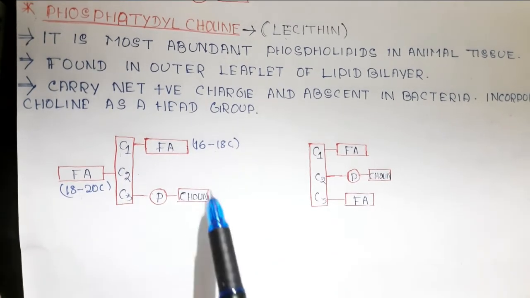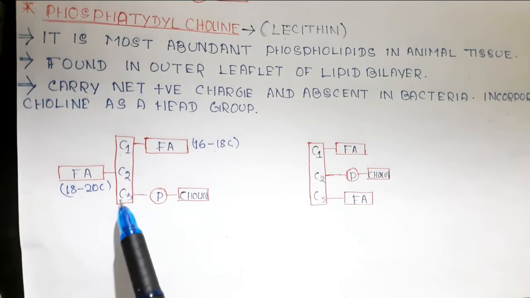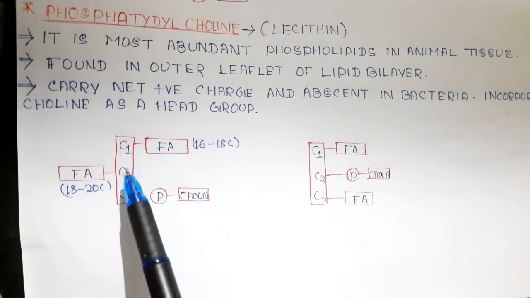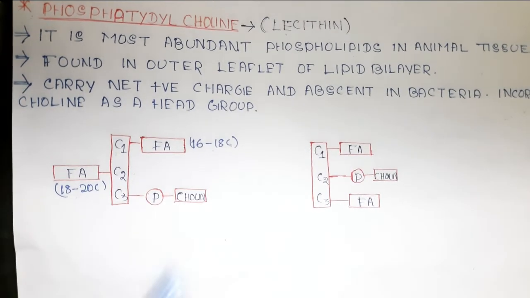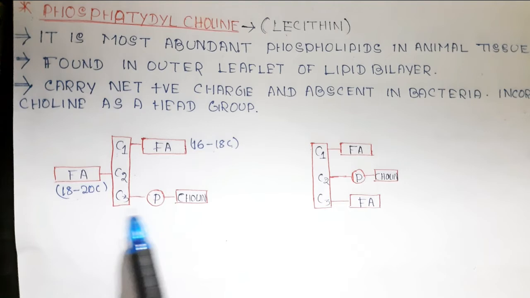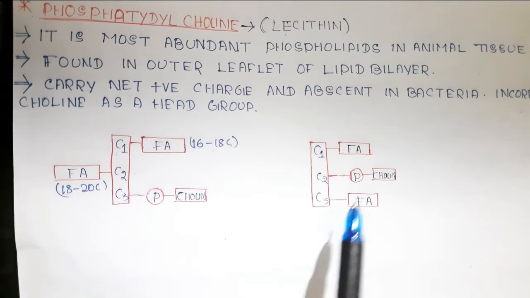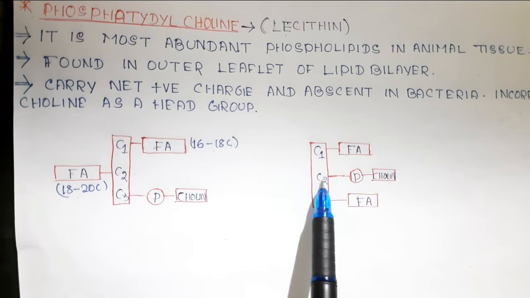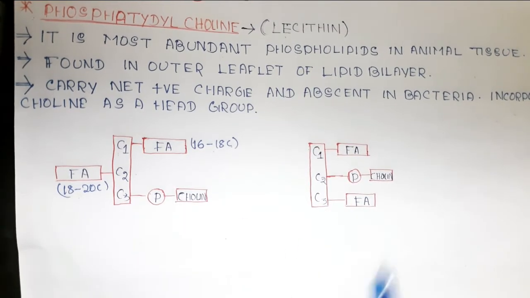And this region is a polar group, so it is not always present on the third carbon; it is also present on the second carbon. You can see this in the structure. We call this structure lecithin. If it binds with carbon number 3, we call it alpha lecithin, and if it binds with carbon number 2, it is called beta lecithin. It is alpha lecithin and it is beta lecithin.